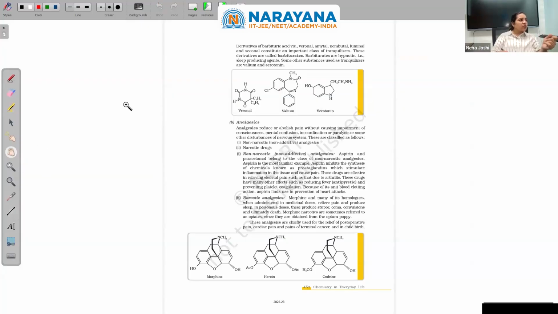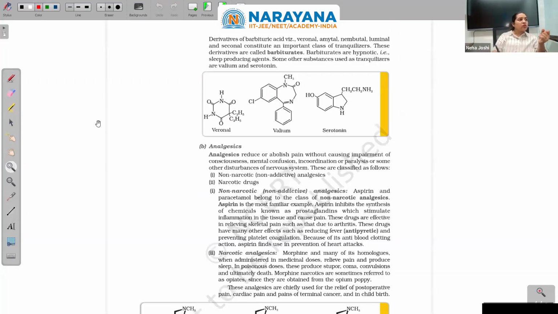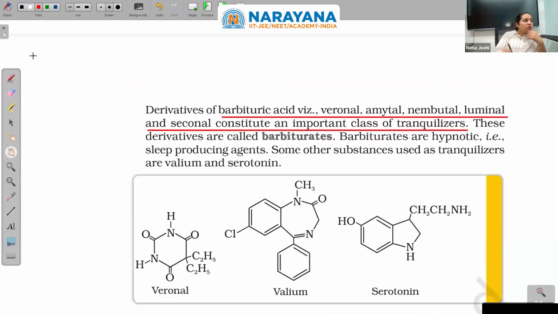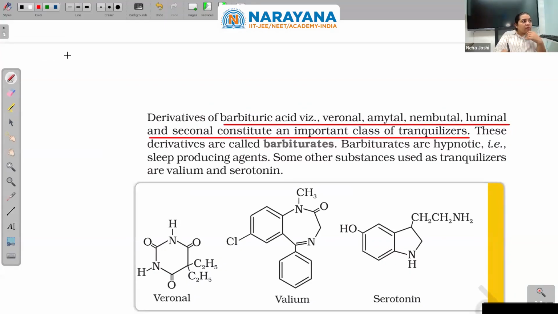So the next point is derivatives of barbituric acid. Derivatives of barbituric acid, that is veronal, amytal, nembutal, luminal and seconal, constitute an important class of tranquilizer. Now, first, what is this barbituric acid? Barbituric acid is obtained by reaction of diethyl malonate and urea.